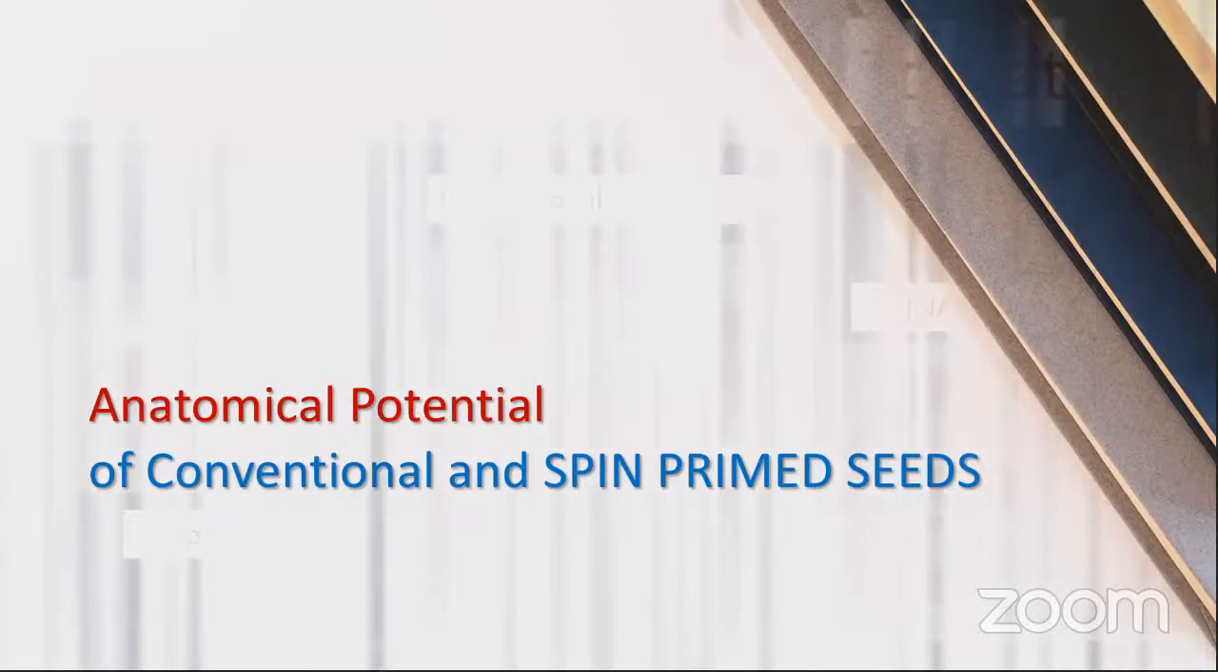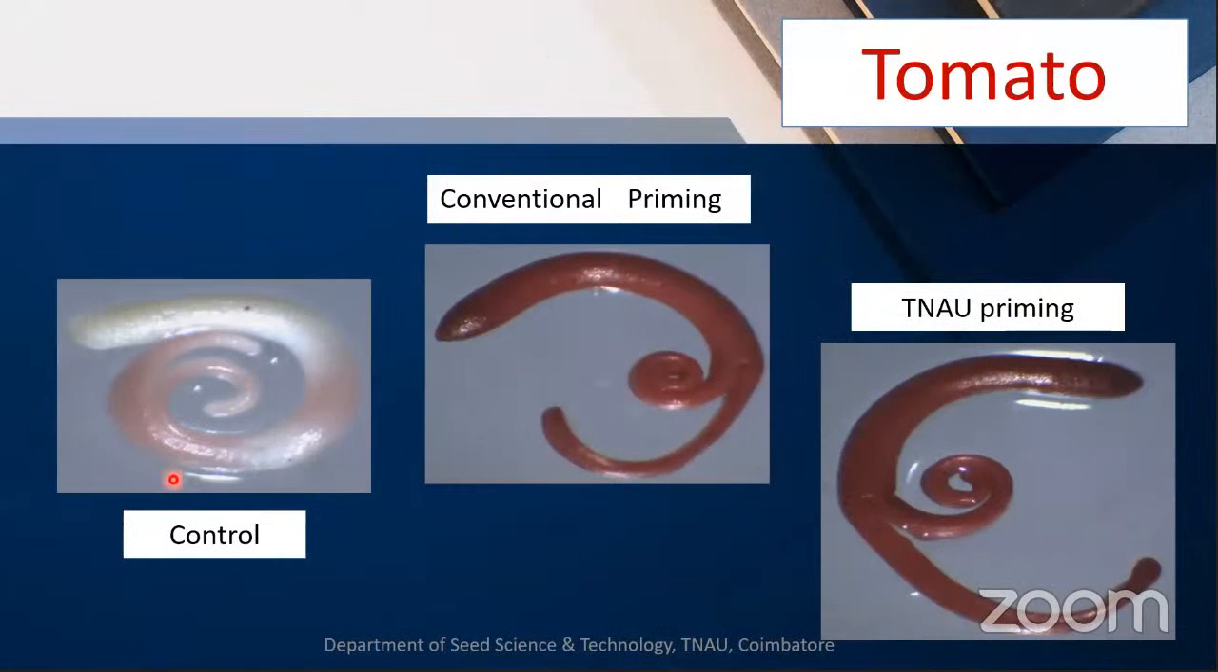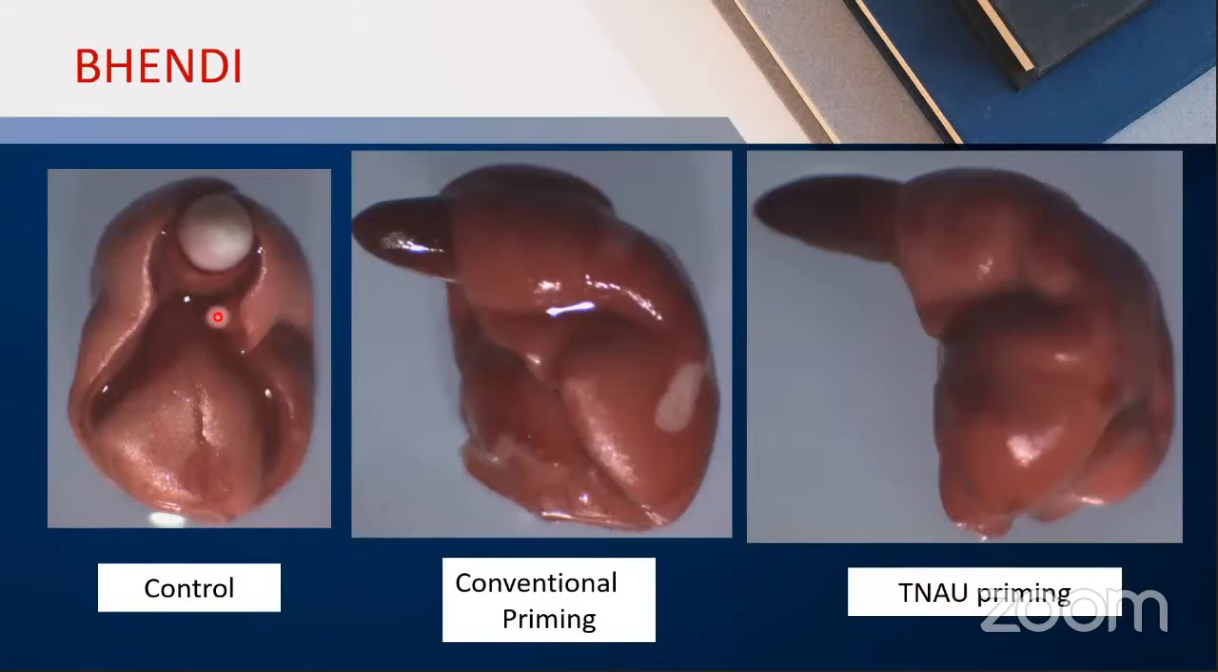So this is anatomy. This is the control. You can see this tetrazolium has been used to stain the embryo. The area of staining and the intensity of the staining is much higher when compared to the control, in the conventional priming as well as this spin priming. You can see the leaves have actually grown so much. It's only because of elongation, probably not by division of cells. So this is the bhindi, you can see.